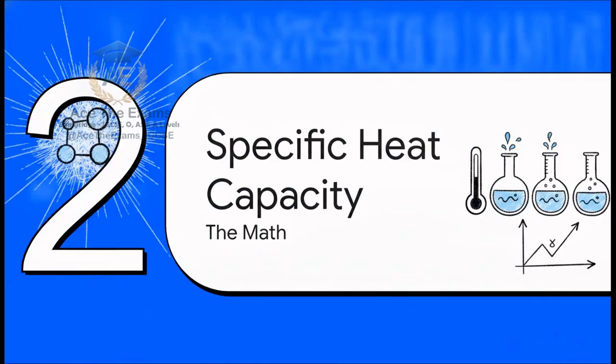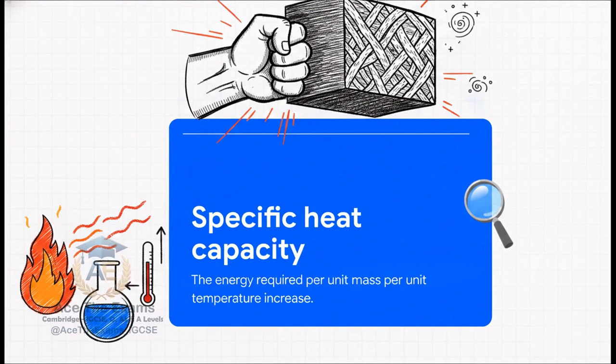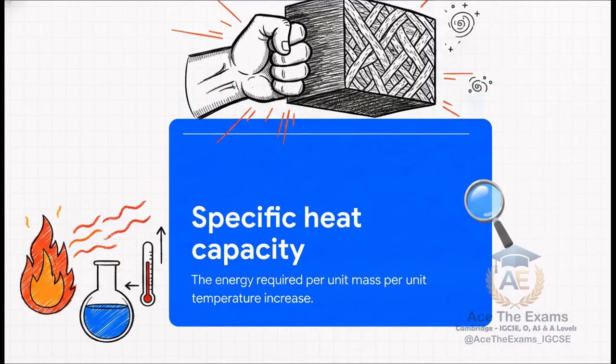All right, moving on to Section 2, the specific heat capacity math. We know heat causes expansion, but how do we quantify the exact amount of thermal energy a system absorbs? Specific heat capacity is an absolutely fundamental concept. When Cambridge asks you to define it, you must use precise terminology. It is the energy required per unit mass per unit temperature increase. Basically, it's the exact amount of energy needed to raise the temperature of 1 kilogram of a specific substance by exactly 1 degree Celsius.